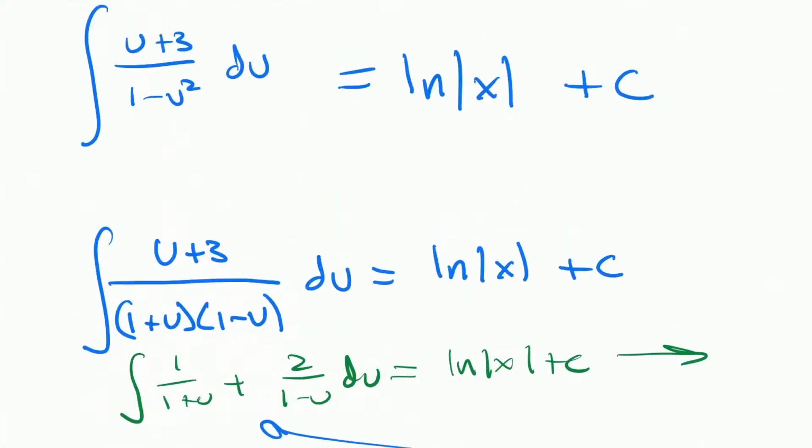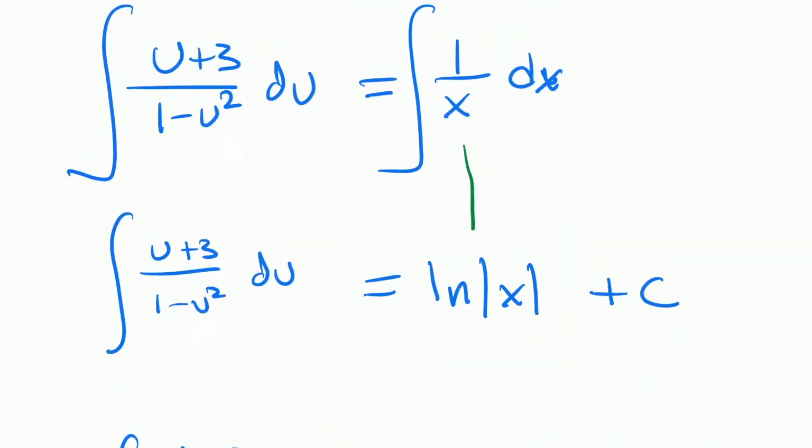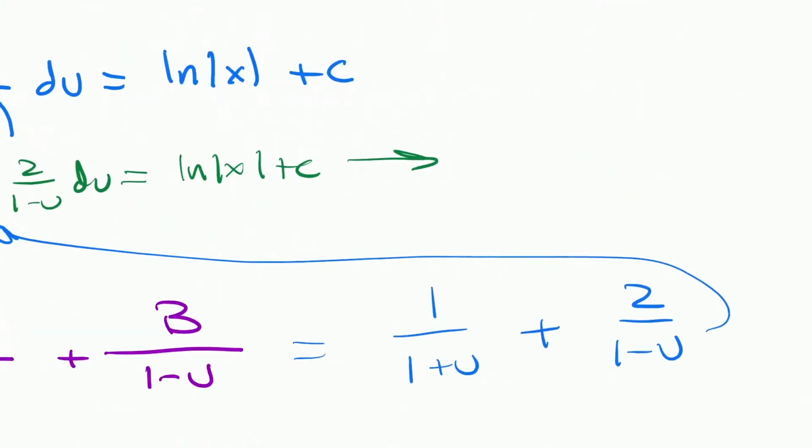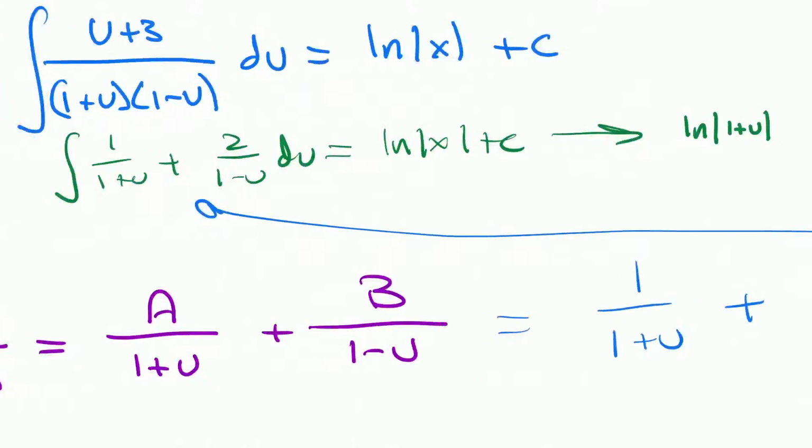Now, did you agree with this particular antiderivative? Yeah. And so if I just put a +1 there, wouldn't that just change that to a +1? Yes. Yeah, so let's just do that. So 1 over 1 plus u should be natural log of 1 plus u. Okay, what about the 2 over 1 minus u? What's the antiderivative of that?